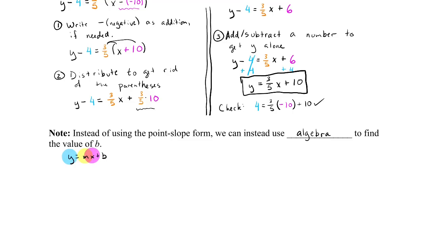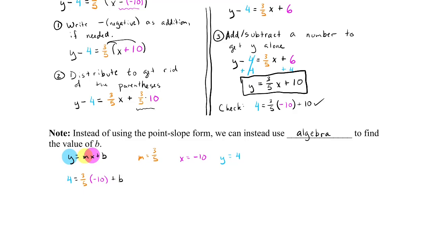So we're going to plug in m is 3/5, x is -10, and y is 4. So our equation becomes 4 equals 3/5 times -10 plus b.